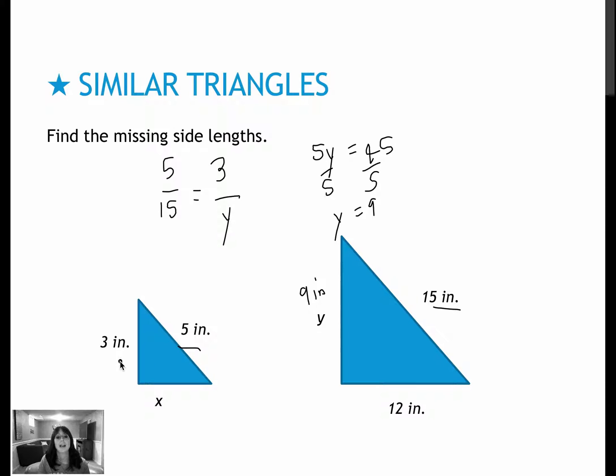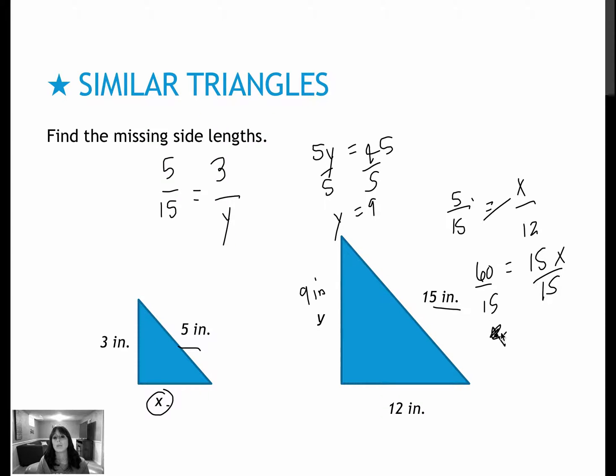My other missing side is x. I can still use 5 to 15, and then I would say x to 12. So 5 times 12 is 60, and 15 times x is 15x. If I divide by 15, I get 4 equals x. So x is 4 inches.